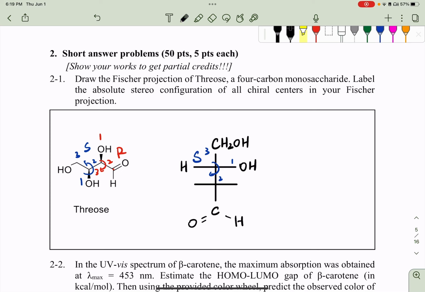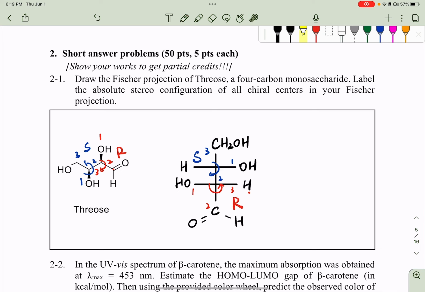And what about the bottom? Let's see. Let me just put it in the same way, and let's check it. We have 1, 2, 3. Let's go this way. It's S, but it should be R. So that means my OH and hydrogen are flipped. So let me just redo it. We have 1, 2, 3. Going that way, and the hydrogen on the horizontal. Flip it. Now that is R.